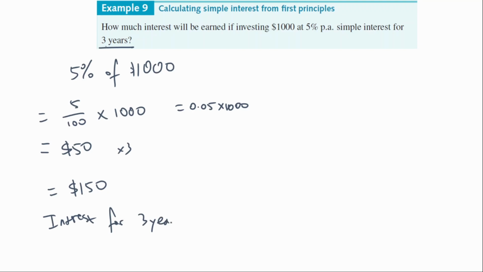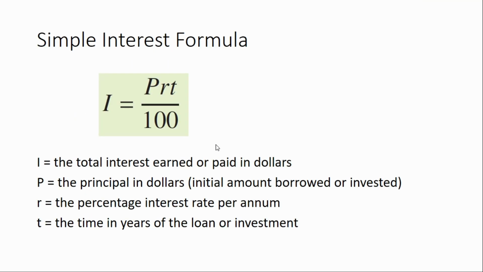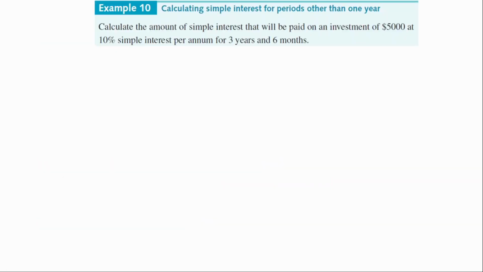3 years equals $150. Alright, so we can write this out into a formula and it will look something like this. I equals P times R times T divided by 100. Make sure you've got that written down somewhere in your books, it'll be important. I just means the total interest earned or paid in dollars. P is the principal in dollars, which is the initial amount borrowed or invested. R is the percentage interest rate per annum, and T is just the time in years of the loan or investment.